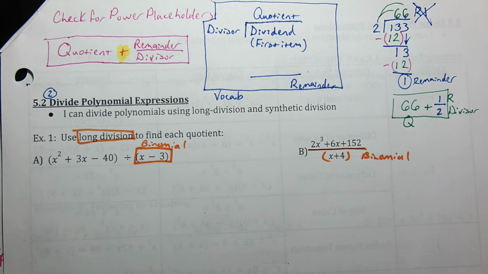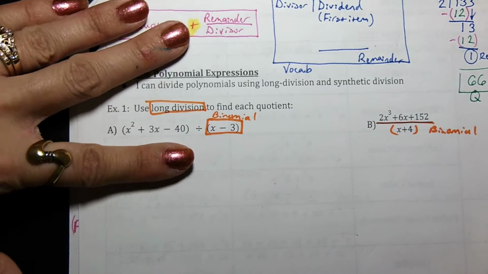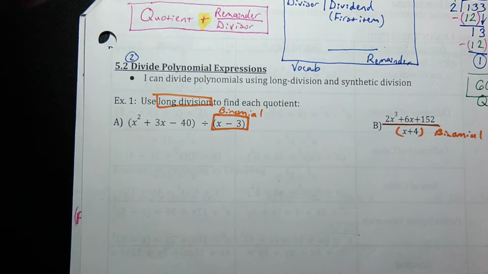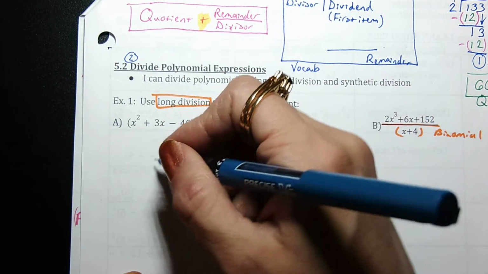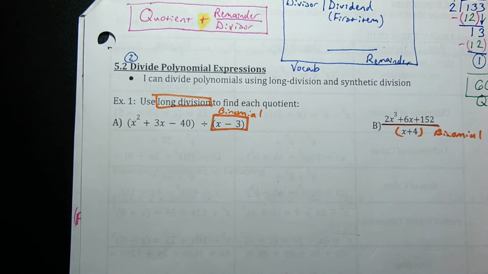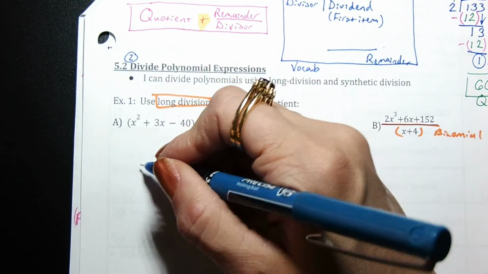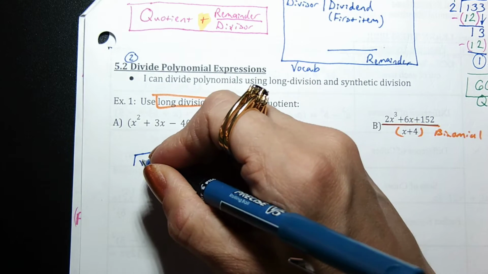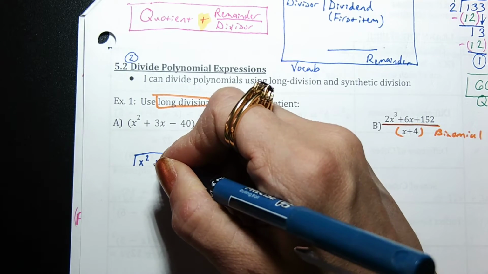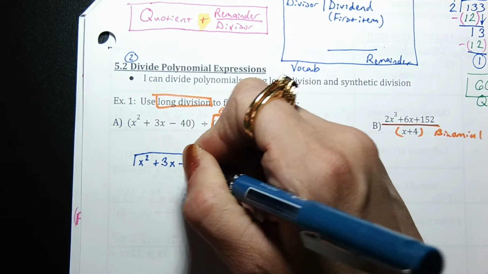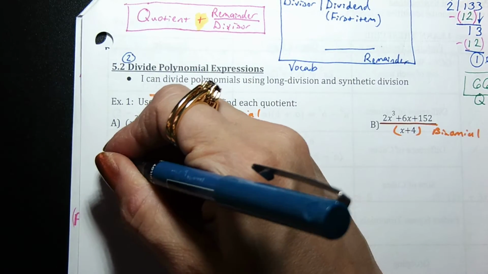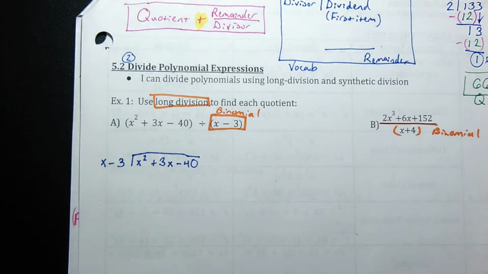All right, so let's go ahead and do our first setup. My recommendation is you leave like a finger's worth of space above your dividing house for your quotient. So who's going to go in the dividing house? Who's our dividend? The first one. So I'm going to do x squared plus 3x minus 40. And then x minus 3 is the divisor.